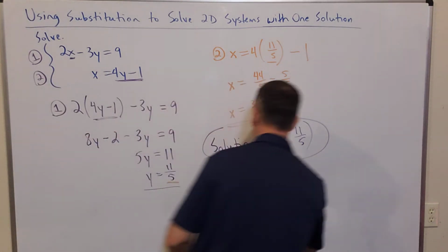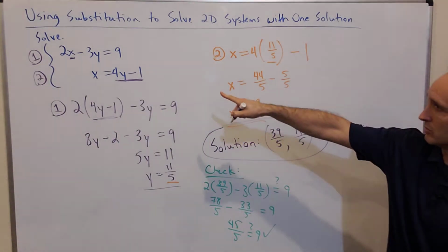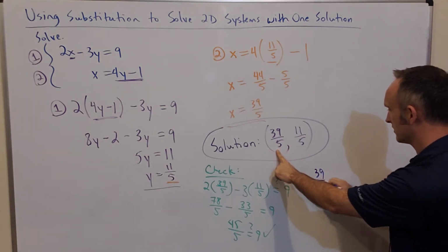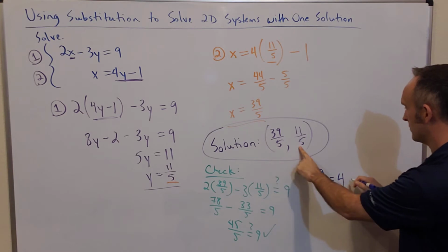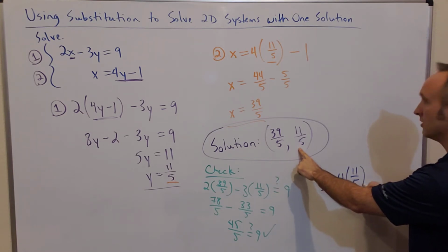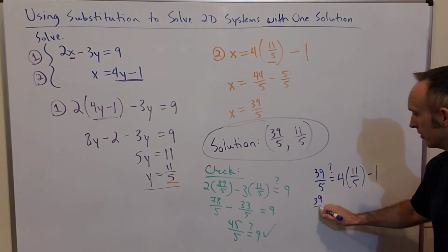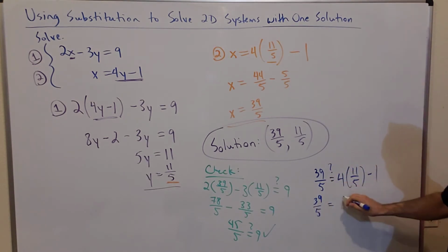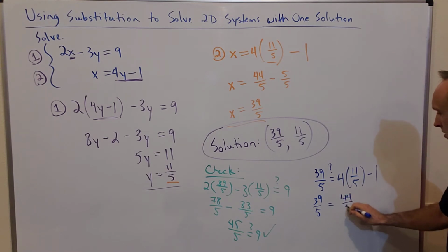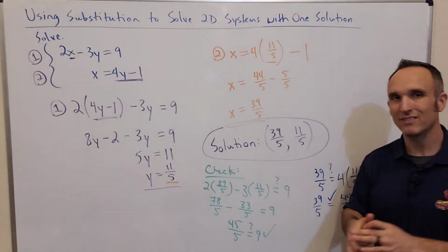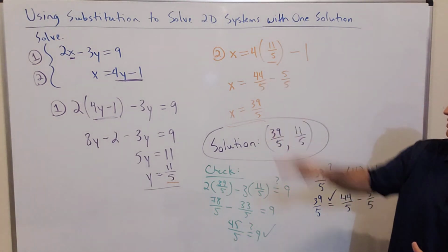If we check the second equation, we get x equals 4y minus 1. So 39/5 is x equals 4 times y, 11/5, minus 1. Is that true? So we get 39/5 on the left, 44/5 minus 1, well that's 5/5. And 39/5 does equal 44/5 minus 5/5. So that's true also. So we can in fact verify that this ordered pair is the solution to both equations.